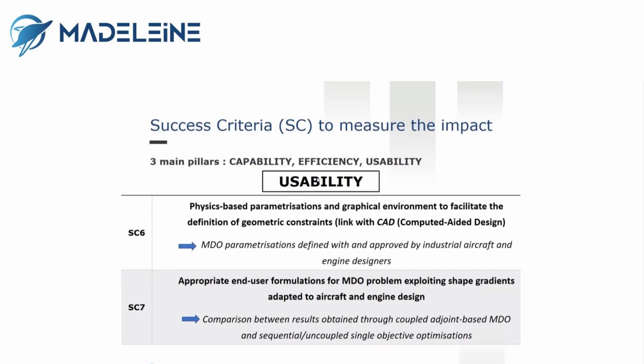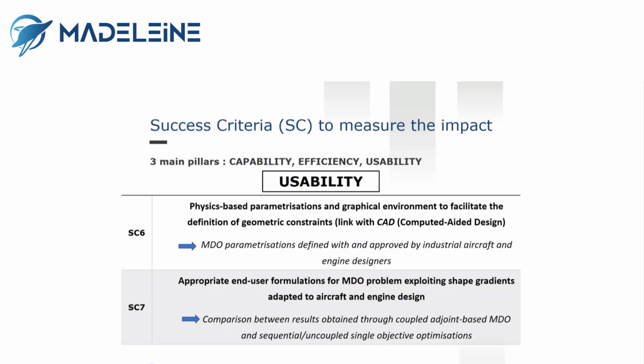And the last pillar is usability. Usability means first, regarding the parameterization, to have a physics-based parameterization that can be used with a graphical environment that can facilitate the use of these different parameterization techniques by the designers. And something very important also is a link with the CAD. So the criterion here is really to focus on the needs of the industrial partners and to have parameterization techniques that are compatible or suitable with the engine designers or aircraft designers.